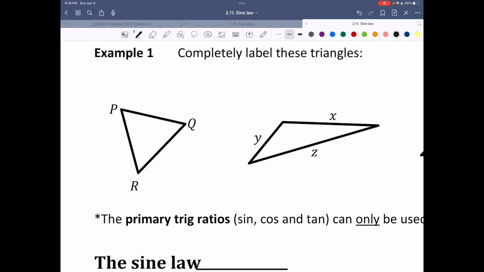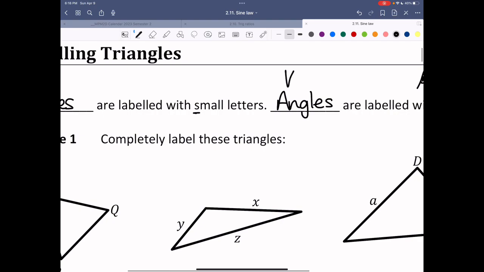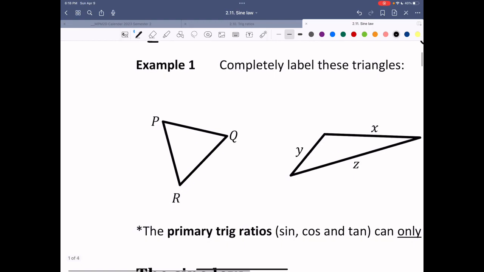So labelling the sides of a triangle, typically we look at the labels of the angles of the triangle, or the vertices. I should really call these vertices, which is the plural of vertex. Look at the vertices of this triangle, and the side length is labelled with the small letter of the angle opposite to it. So, for example, this is Q, and so the side opposite to it over here will be labelled little q, like so. This is angle R, so the side opposite is labelled little r, and so on, and little p.